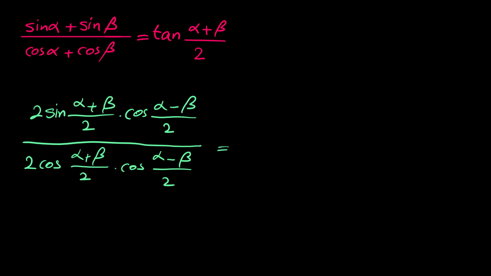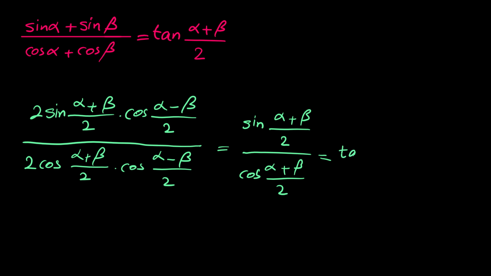If we simplify this, we can see that the 2 from the numerator with the 2 from the denominator cancel. This cosine with this cosine cancels. What remains? From the numerator we have sine of alpha plus beta over 2. In the denominator we have cosine of alpha plus beta over 2. Sine over cosine is tangent. So this is tangent of alpha plus beta over 2. From quotient identities, sine of alpha plus beta over 2 over cosine of alpha plus beta over 2 is tangent of alpha plus beta over 2. And this completes the proof of this identity.